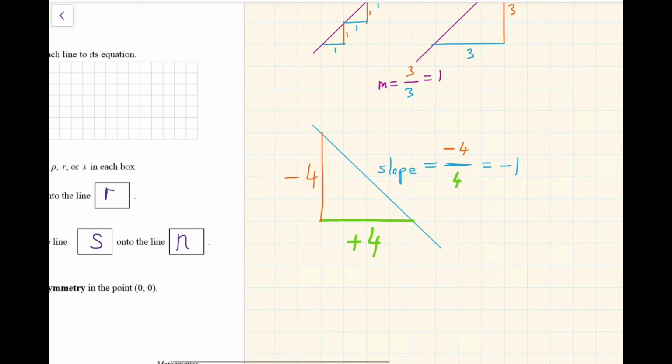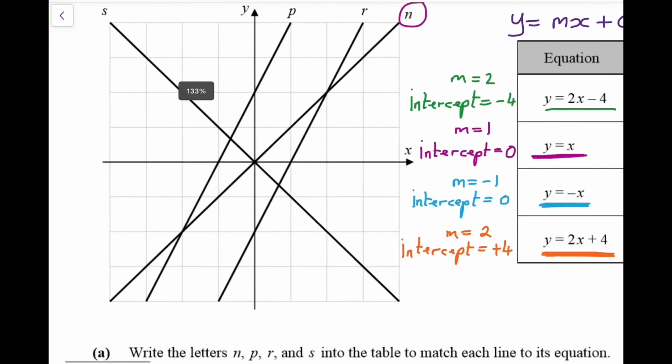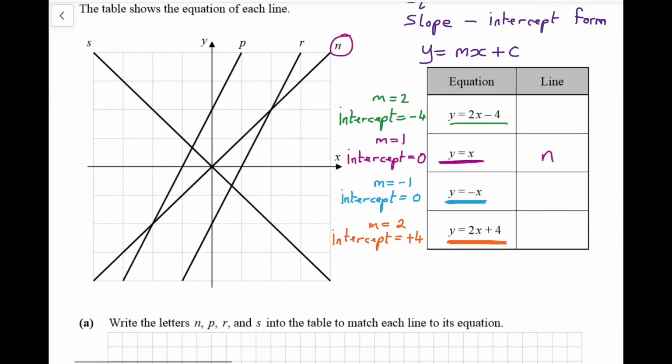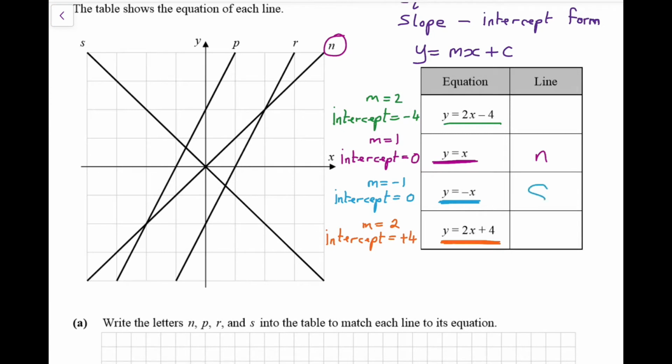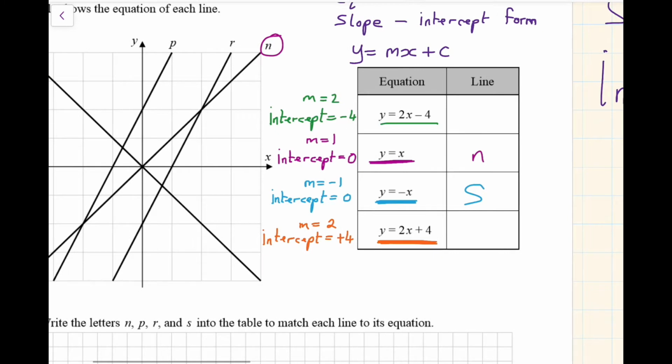So slope of -1 should look like that. So again, that's kind of easy. It's the only negative slope there. It's certainly the easiest to identify. S has to be our blue line, our blue equation. So with P and R left, we've got to figure out which is which.